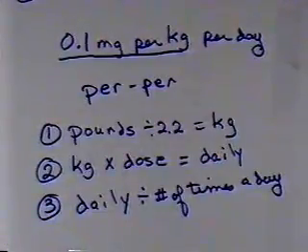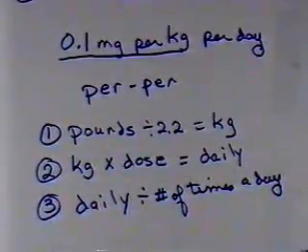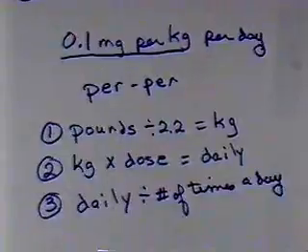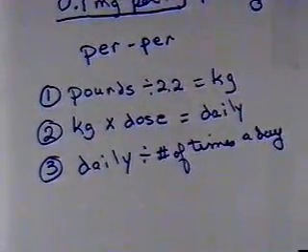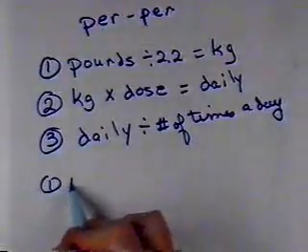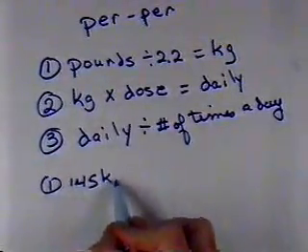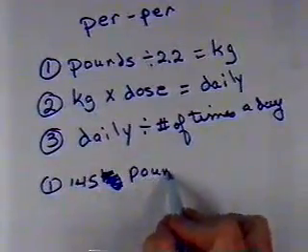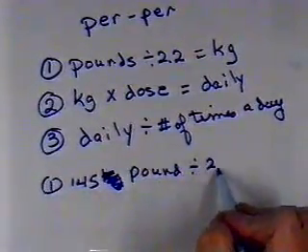We do these 3 steps, and then we work it as a tablet problem. But these 3 steps are always going to be when there's a per. Divide by 2.2, multiply by the dose, divide by the times of day. It's always divide, multiply, divide. So for this problem here, what was the pounds? So my first step is to take 145 pounds divided by 2.2.